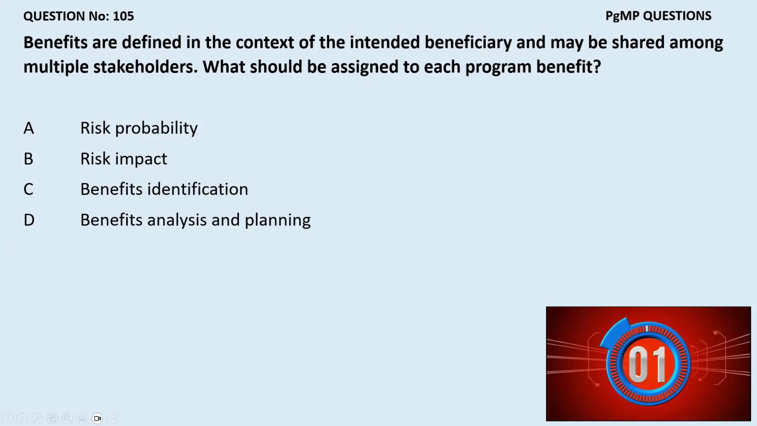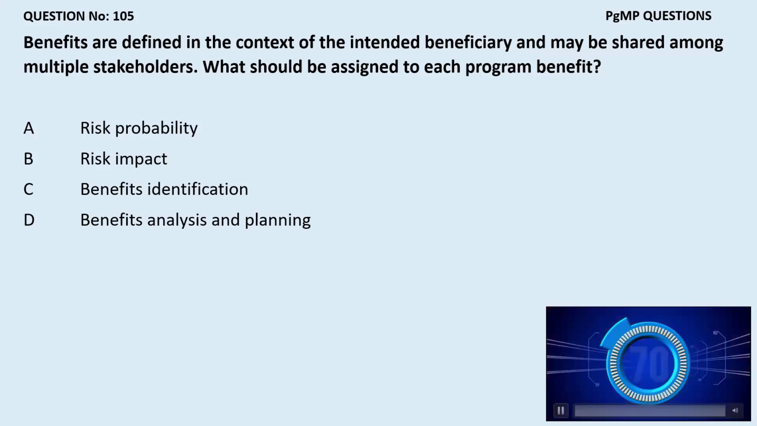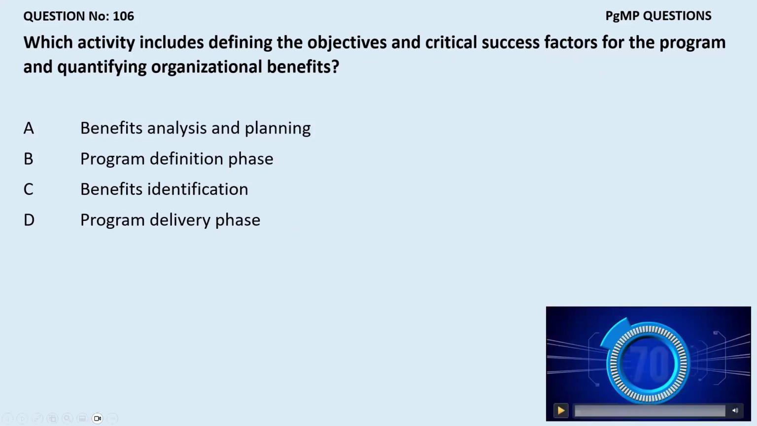This is a straightforward question, and this is coming from the benefit management domain. Each benefit should be assigned a risk probability. We discussed yesterday in detail that whenever you need to say that this benefit can be achieved or cannot be achieved, you need to assign it a risk probability. So A is the correct answer. C or D is actually the activity where I am assigning these things, but I am simply asking what should be assigned. Risk probability is the correct answer. 106.